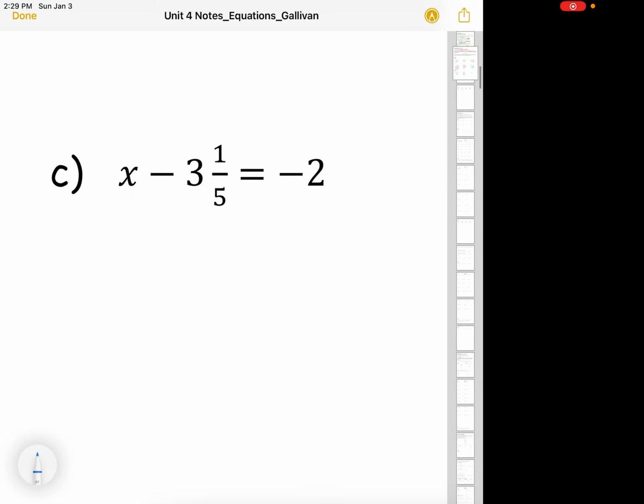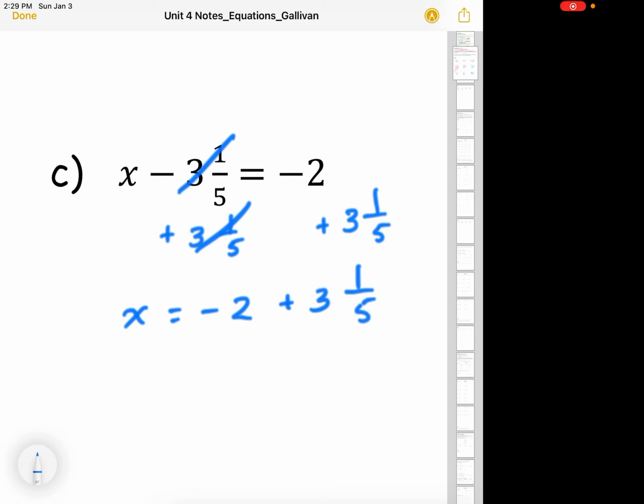All right, here we have a fraction. So we're going to add 3 1/5. So x will equal, that will cancel out. We have negative 2 plus 3 1/5. Again, I can deal with the whole numbers. Negative 2 plus 3, I can take away 2 of those and I'll get 1 1/5.